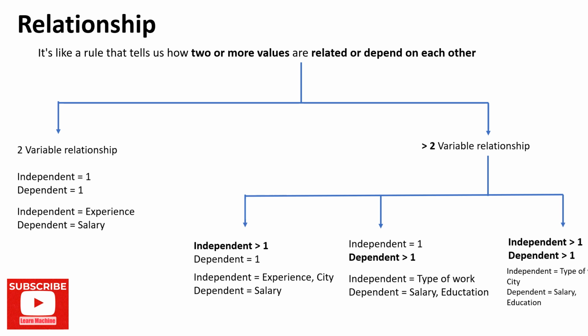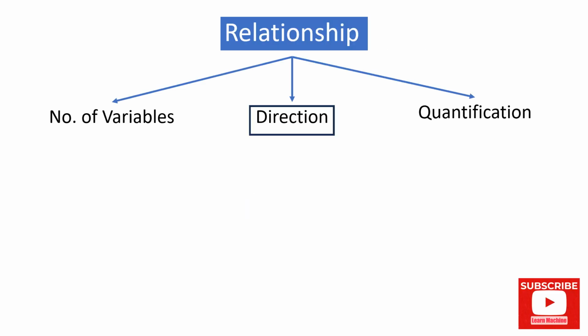And the third aspect is where we have both independents as well as dependents more than one. The independents can be the type of city and the experience, and based on that I have to tell what kind of a salary I will get and the kind of education I will get. So in short, the number of variables is the first aspect of building a relationship. Now let's go to the second aspect, that is the direction.